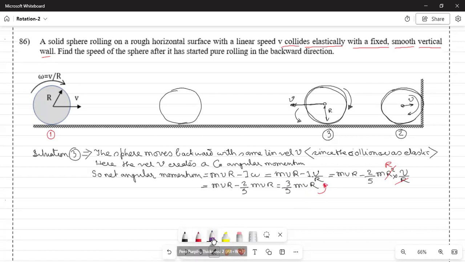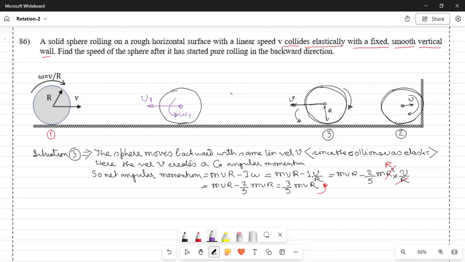Anyway, that was not asked in the question. Now, after some time, the pure rolling starts here. When pure rolling starts, its linear velocity backward will be v1 here, and its angular velocity will be, let's say, omega 1.